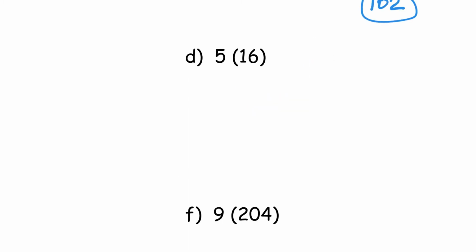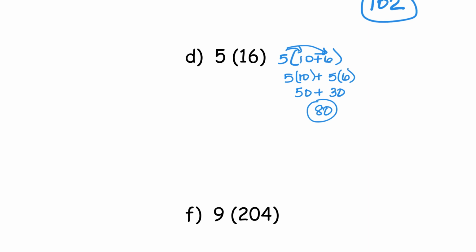Now, letter D looks a little different. Remember, the parentheses sign means to multiply. So in this case here, I'm going to rewrite it as 5 times 10 plus 6. And then I apply the distributive property. 5 times 10 plus 5 times 6. 50 plus 30. Final answer is 80. Once you get into a groove, it's kind of cool. It's the same thing pretty much over and over. It's just straight practice. Let's keep going.